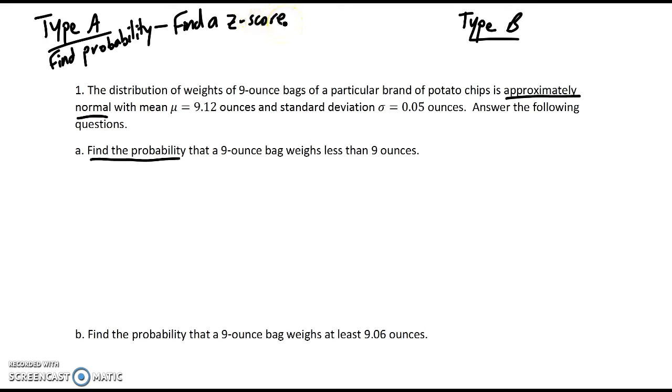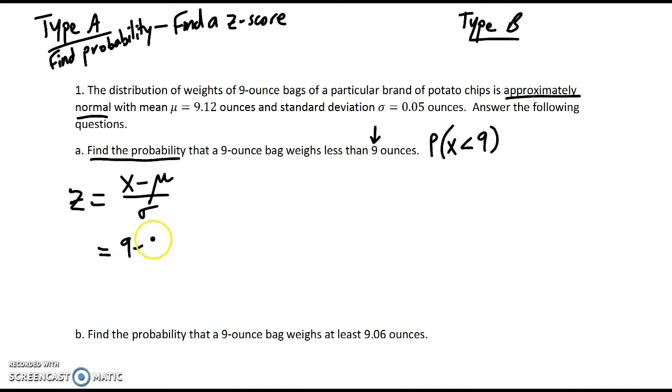So to do that, we use the following formula. Z equals x minus mu over sigma. That's the important formula that we'll be using this time around, okay? So we need three things to find a z-score. We need an x value, which is called your boundary value. So they want less than 9 ounces. Another way they could ask this is probability x is less than 9, right? So 9 is our x value. Minus mu, which happens to be 9.12. And we're going to divide by sigma, which is 0.05. So 9 minus 9.12 divided by 0.05. All right? So that's going to be our z-score.